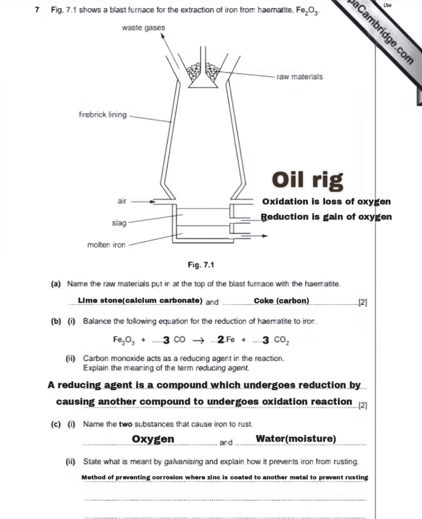So how does this method prevent rusting of iron? It prevents rusting of iron by preventing iron from reacting with oxygen or water. That's all. So that was the last one.